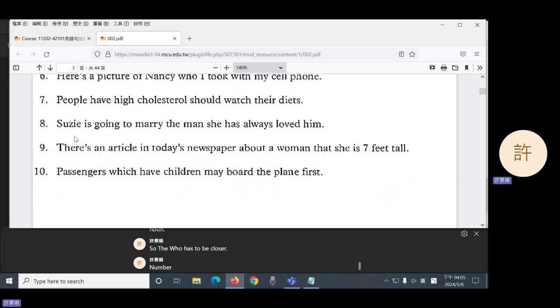Number eight, Susie is going to marry the man she has always loved. Know him. You have omitted a whom. Or a who, or a that, here.